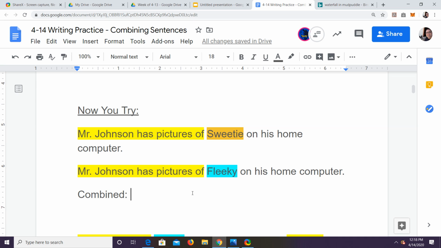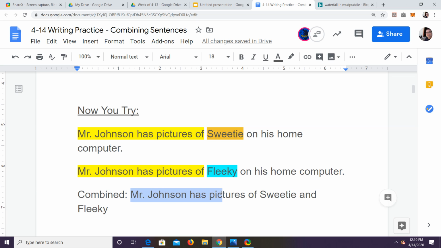All right. If you said that, oh, Mr. Johnson has pictures of, should just be written once. And then, well, I got to put together that Sweetie, and that Fleeky. So again, I'm taking Mr. Johnson here is called the subject. I'm the person doing the action, and the action is me having pictures of something. So Mr. Johnson has pictures, subject and verb, is going to be just once. And then I have 2 different objects, pictures of Sweetie, that's one dog, and pictures of Fleeky, that's the other dog. With and being the conjunction, conjunctions being words that put 2 things together, 2 sentences together.